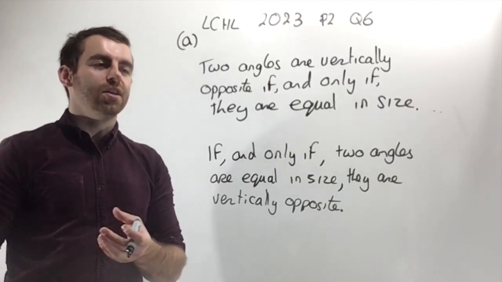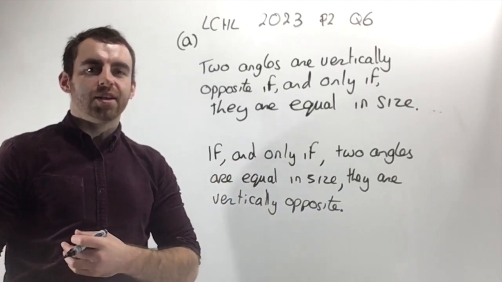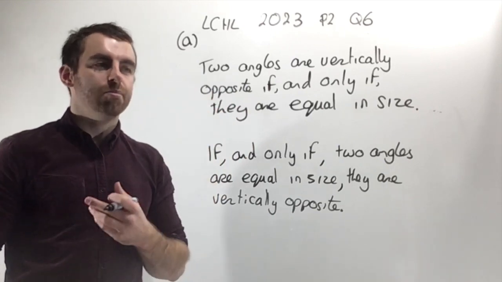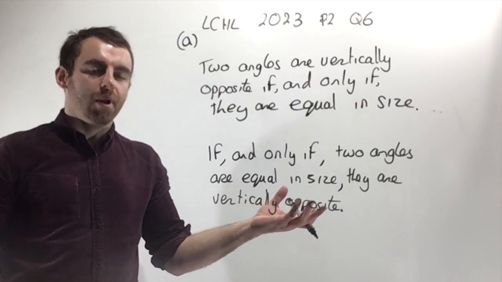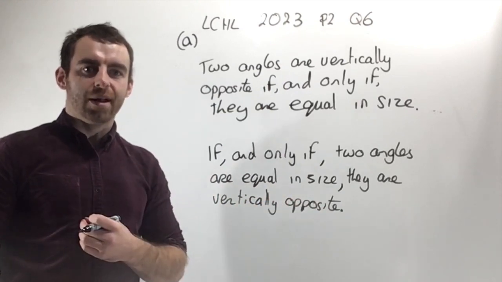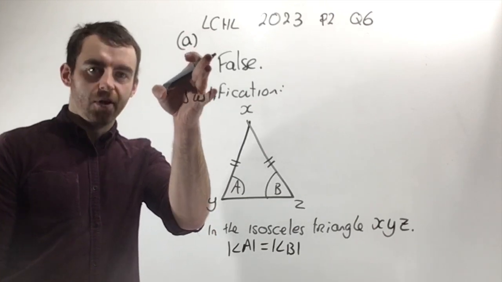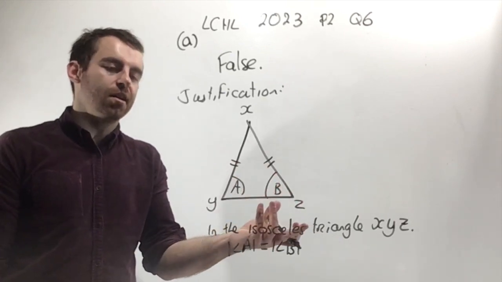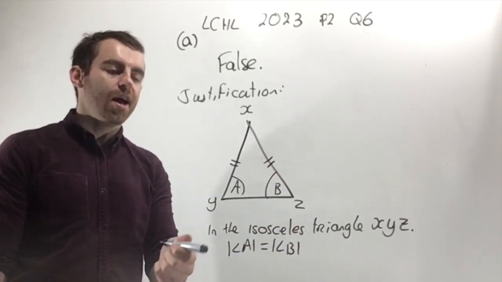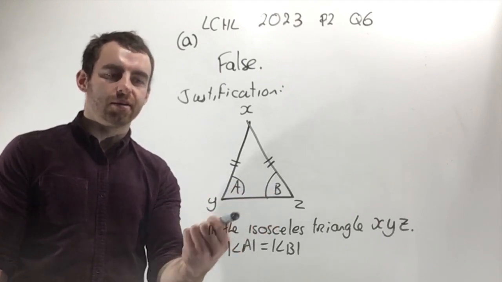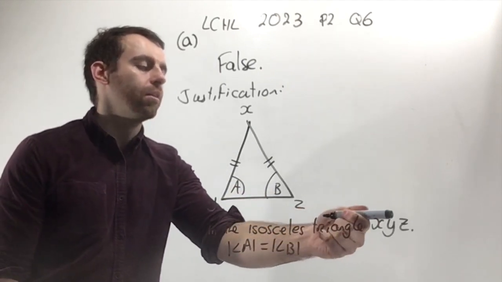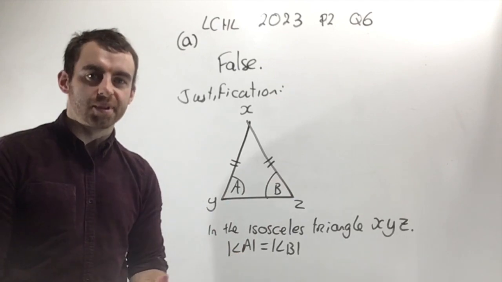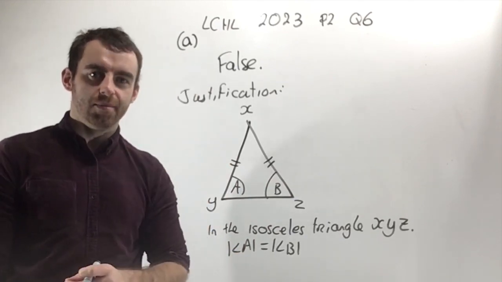And in our justification here, I'm going to draw a little diagram. You pick, right, just illustrate any pair of angles that are equal but that aren't vertically opposite. Like, for example, alternate angles or angles opposite each other in a parallelogram. So in this case, your answer should say that it is false. And for the justification, there's any amount of justifications. I've decided to illustrate an isosceles triangle. I drew a triangle X, Y, Z. And obviously the base angles in an isosceles triangle are equal to each other. So I'm saying in the isosceles triangle XYZ, the measure of angle A equals the measure of angle B. Clearly they're not vertically opposite angles, so that proves that the original statement is false.